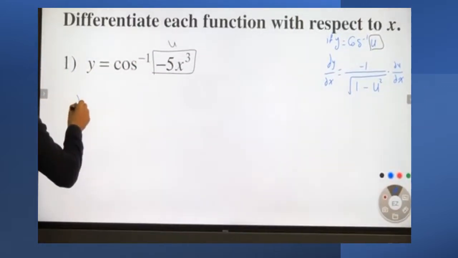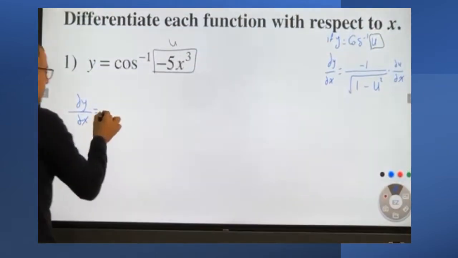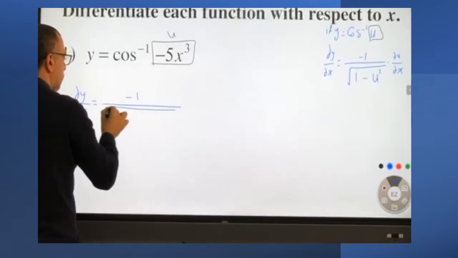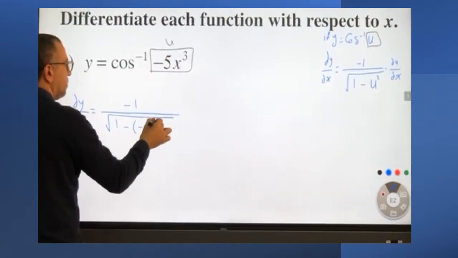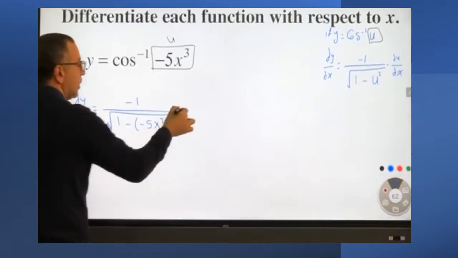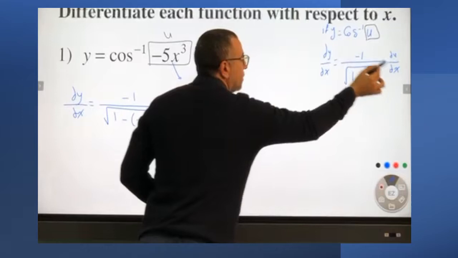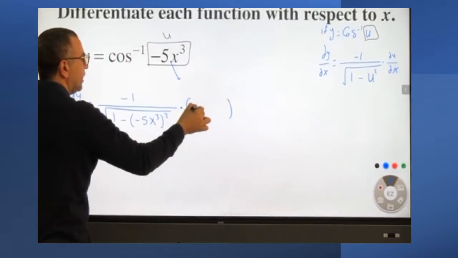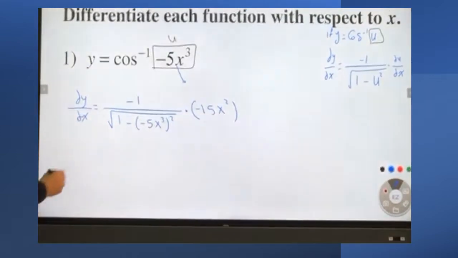So dy with respect to x is equal to negative 1 over root 1 minus u, which is negative 5x to the power 3, all to the power 2, multiply the derivative of u. du by dx means the derivative of u, and the derivative of u is negative 15x to the power of 2. Now you need to simplify it.